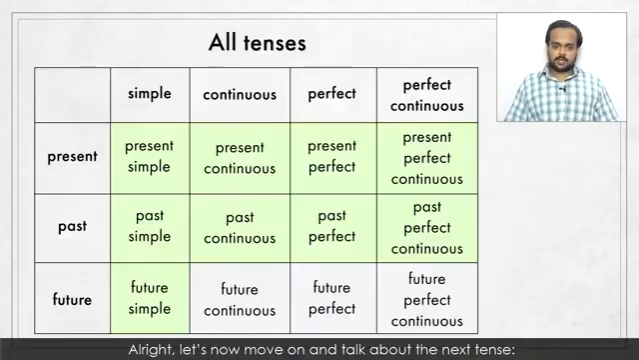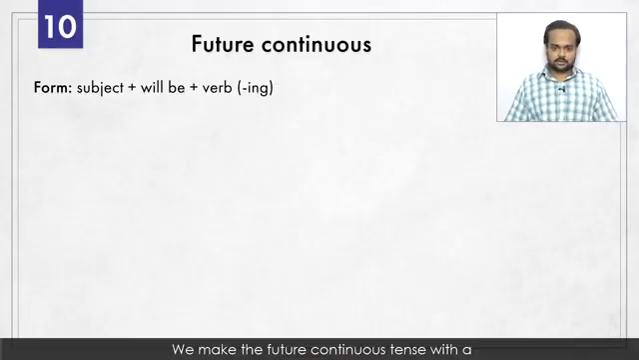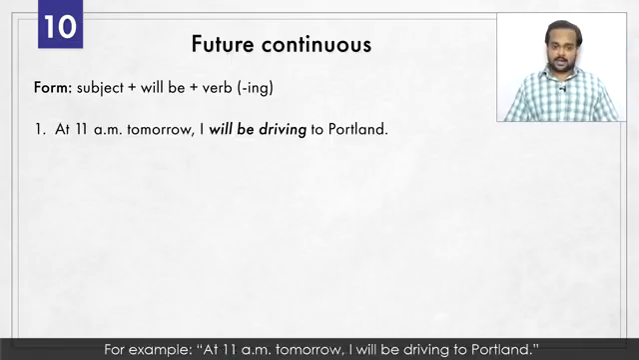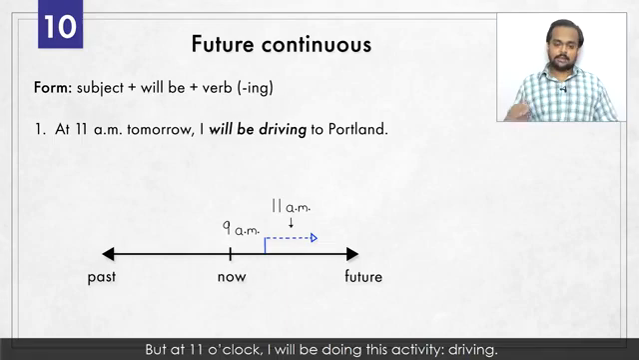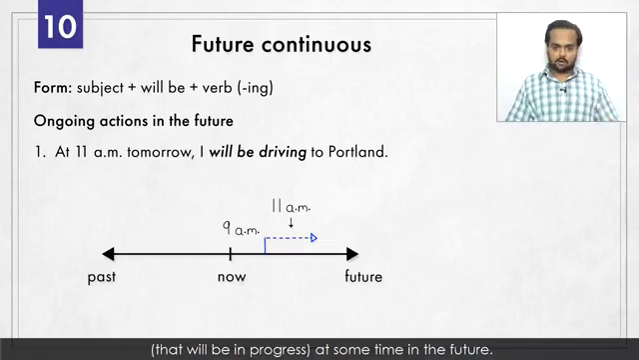All right, let's now move on and talk about the next tense, the future continuous. We make the future continuous tense with a subject plus will be plus a verb in continuous or -ing form. For example, at 11 a.m. tomorrow, I will be driving to Portland. So tomorrow at 9 in the morning, I'm going to start driving to Portland. It will take me many hours to get there, but at 11 o'clock, I will be doing this activity, driving. The future continuous tense expresses an action that will be ongoing, that will be in progress at some time in the future.